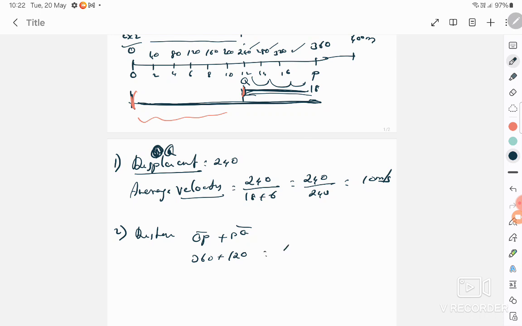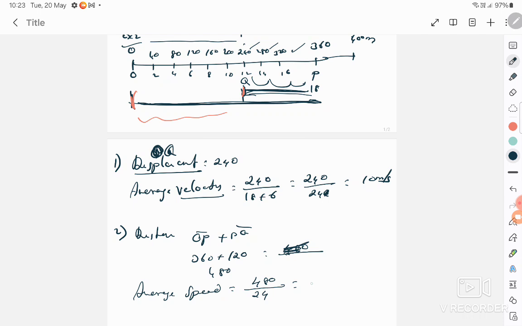Which will make it 480 by the total time. So this is the distance, 480. And they ask you average speed. Average speed, in that case, is just the total distance, which is 480, by the total time taken, which is again 18 plus 6, which is 24.